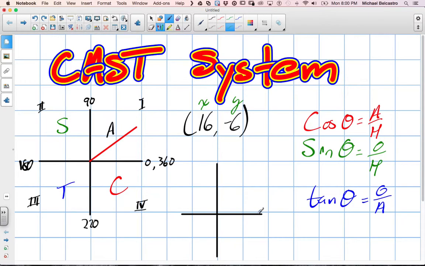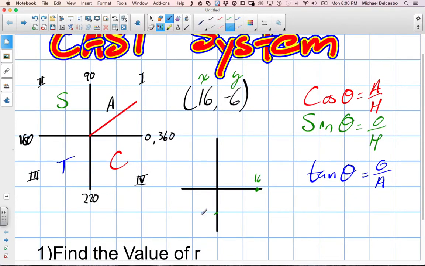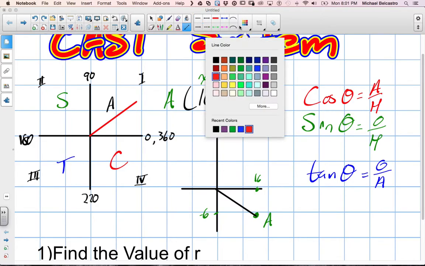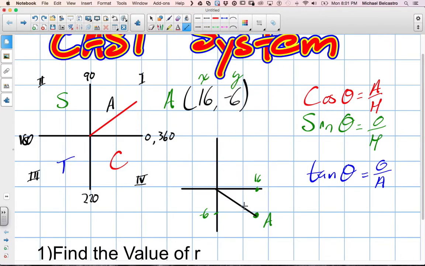This is the x value of the coordinate, and this is the y value. So the x is 16, so we'll say this is about 16, and the y value is -6, so we'll say this is about -6. Our coordinate here we'll call coordinate A. If we have an arm, our arm connects with coordinate A, and we can turn that into a right angle triangle to figure out how long that arm is.